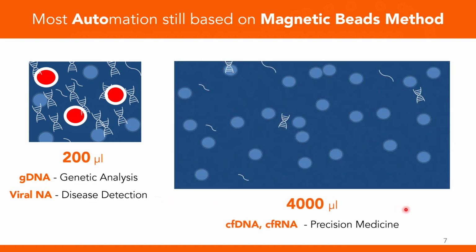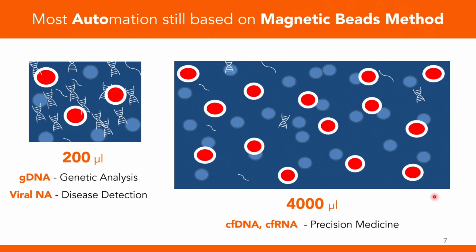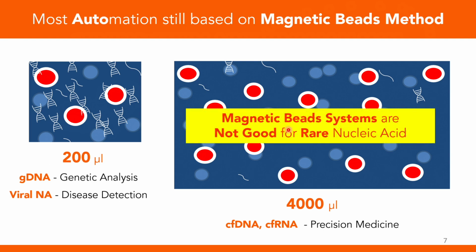But nowadays, what we want to capture is very rare cfDNA, cfRNA for precision medicine. So normally scientists suggest enlarging the sample volume from 200 to 4,000 microliters. If we still use magnetic beads, it becomes very difficult to let the beads capture the DNA. So actually, magnetic bead systems are not good for rare nucleic acid.